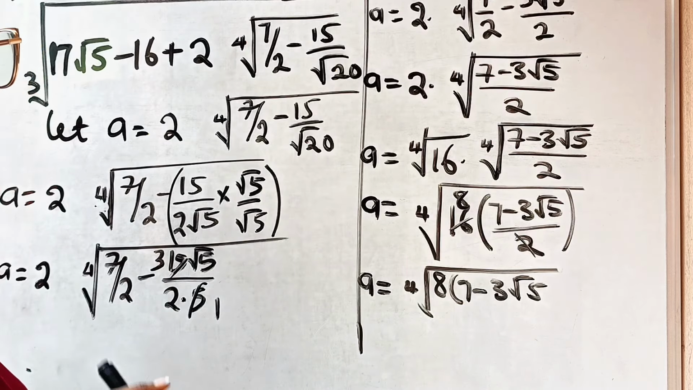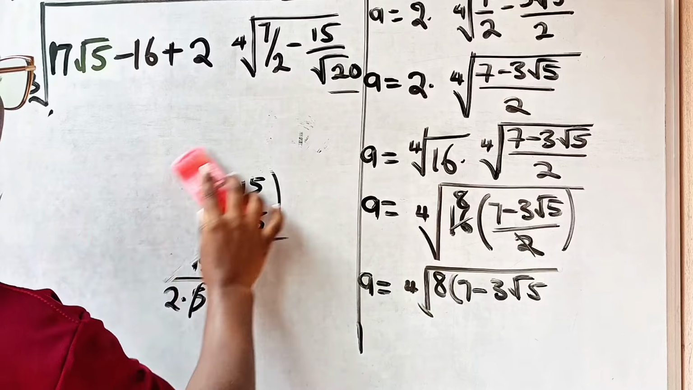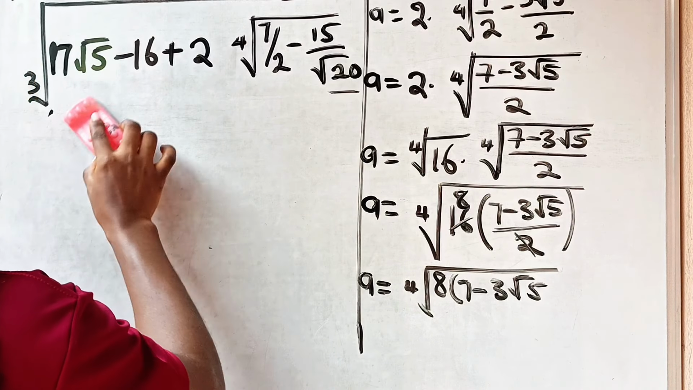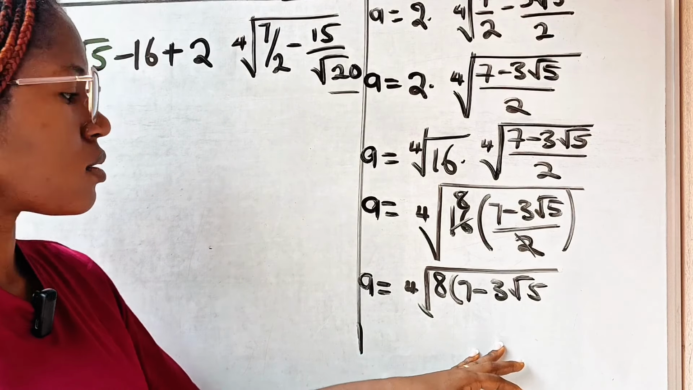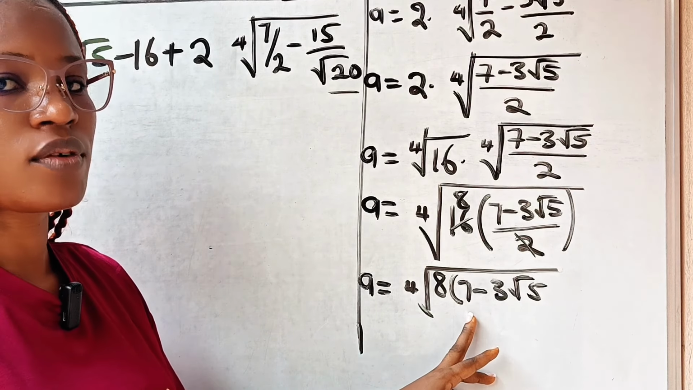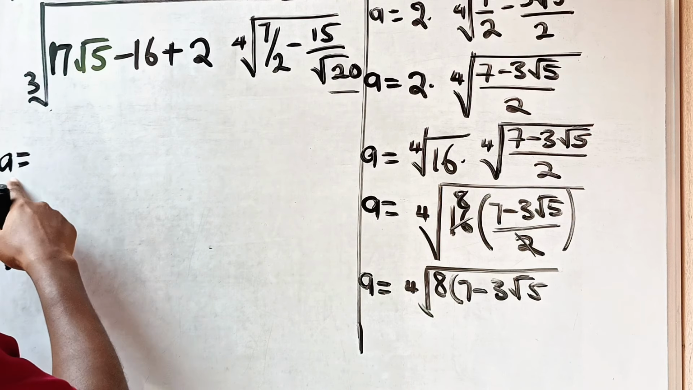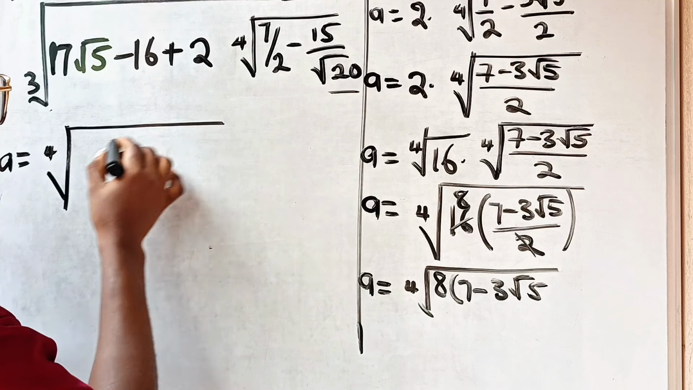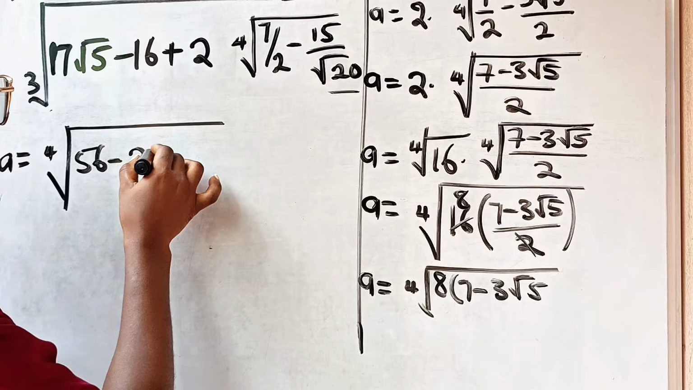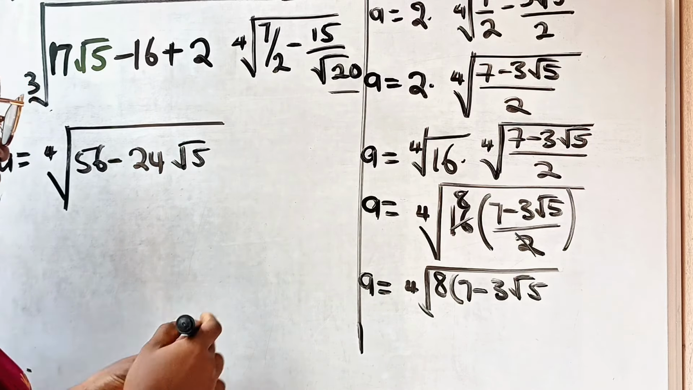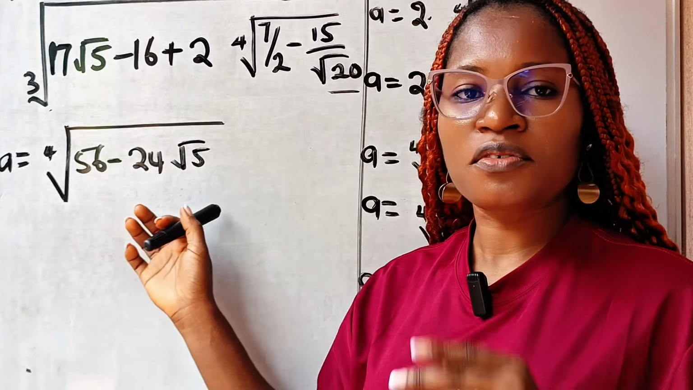At this point, permit me to erase this side while we continue. Now, let us open this bracket. 8 multiplied by 7 will give us 56. So A is equal to the fourth root of 56 minus 8 multiplied by 3 is 24 root 5. Now, where do we go from here?